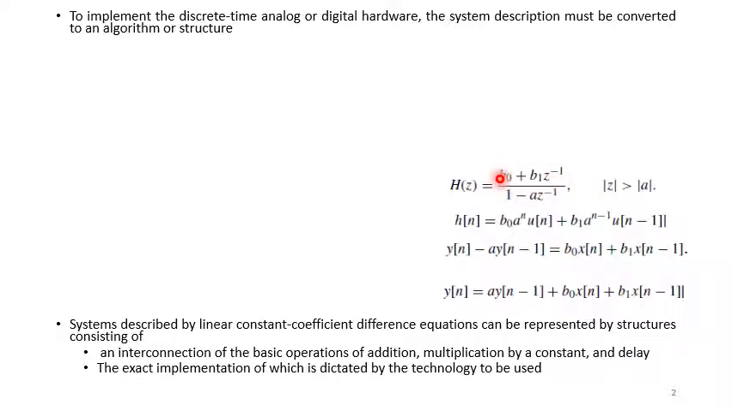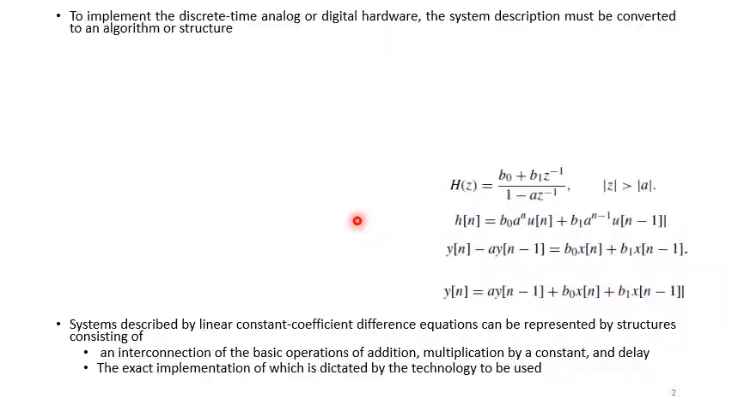Again, this system can also be represented in terms of the linear constant coefficient difference equation. So we can also find the linear constant coefficient difference equation, which is written here. So these are the three different characterizations or descriptions of the LTI system. If we talk about the impulse response, for a system described by its impulse response, the output of that system equals the input convolved with the impulse response.